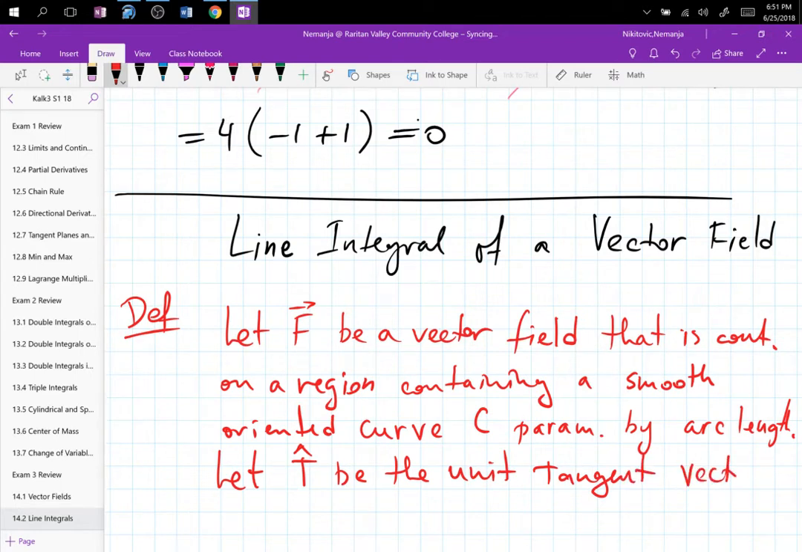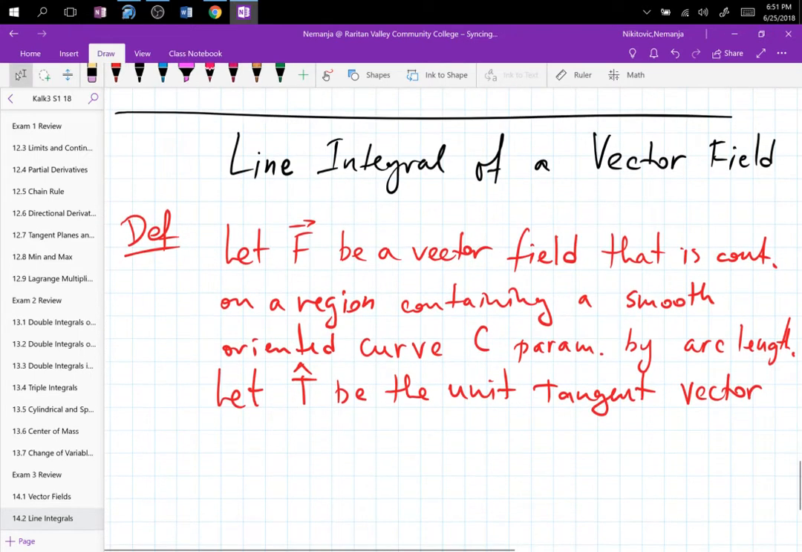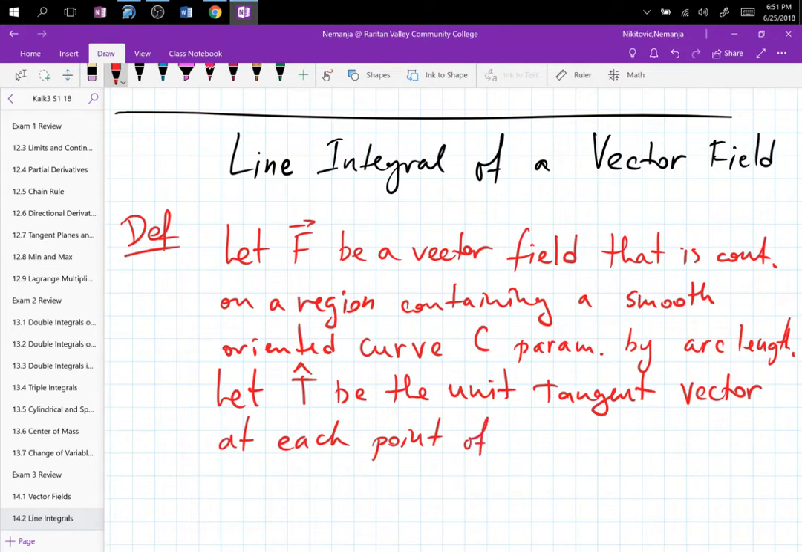Who remembers the formula for unit vector T? R prime divided by the magnitude of R prime. That's the tangent vector. So let T be the unit tangent vector at each point of C, consistent with the orientation.